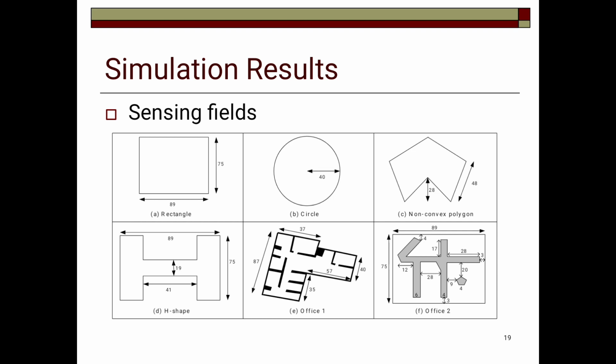Simulation results. These are the various types of sensing fields. They can be rectangle, circle, non-convex polygon, H-shaped polygon, office 1, office 2. Okay? So, these are the various sensing fields.